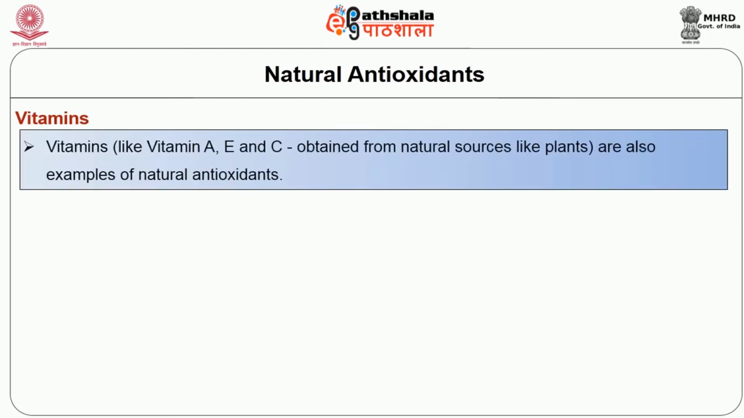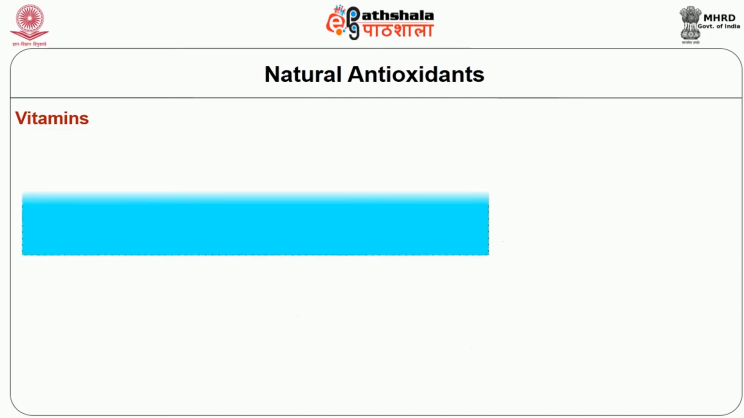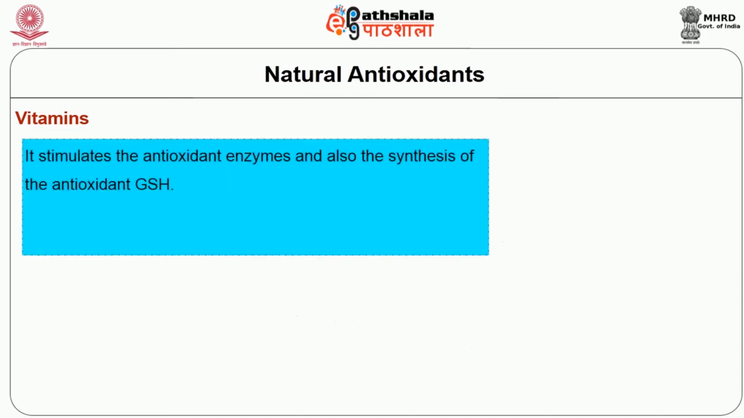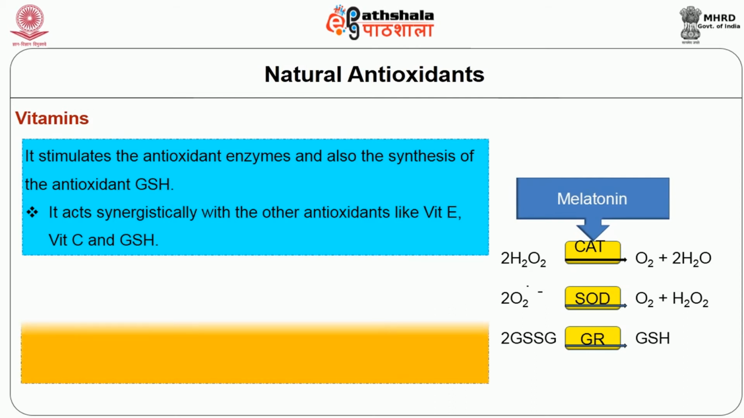Vitamins like vitamin A, E and C obtained from natural sources like plants are also examples of natural antioxidants. The natural antioxidant melatonin is a small molecule hormone derived from the amino acid tryptophan. It stimulates the antioxidant enzymes and also the synthesis of the antioxidant glutathione. It acts synergistically with the other antioxidants like vitamin E, vitamin C and glutathione.